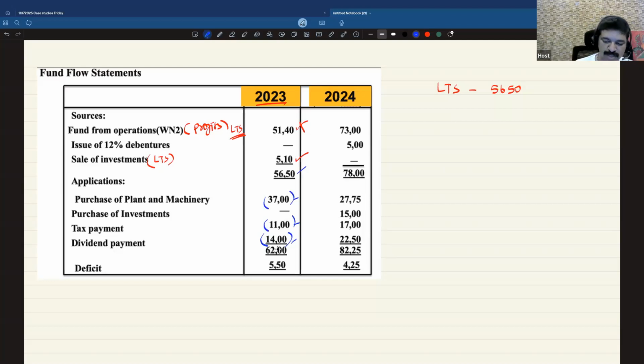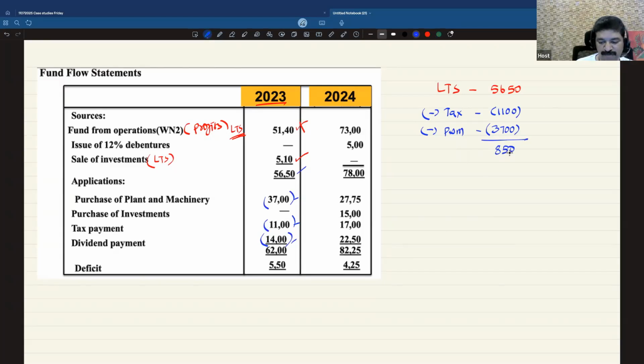You cannot escape taxes. You cannot avoid taxes. Based on the responses received, what I understand is paying taxes is very important. You have to pay 1,100. And let's say you want to purchase plant and machinery because you have some expansion ideas. So from 5,650, if you pay off this 1,100 and this 3,700, you will be left with 850 of long-term surplus.